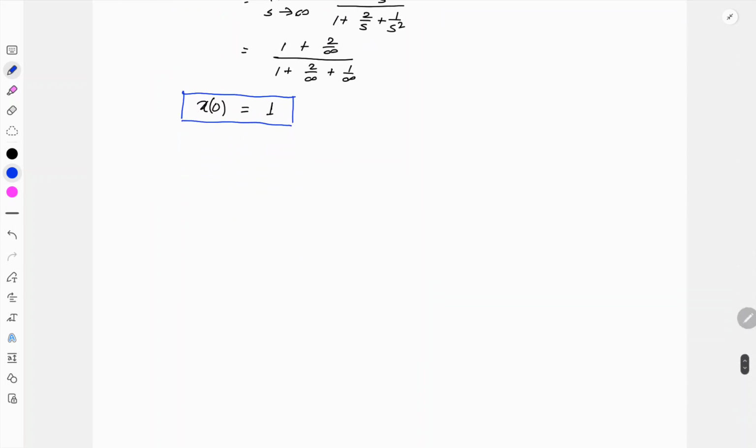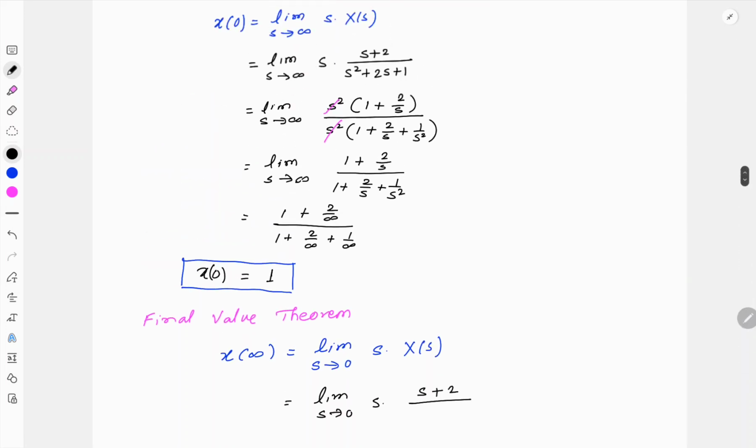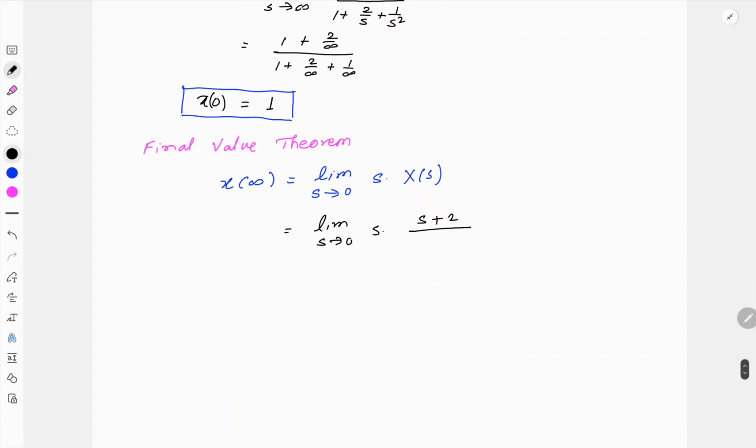Similarly, now let us find the final value. So according to the final value theorem, we have the equation as x of infinity is equal to limit s tends to 0 s into X of s. Never forget to write this s. Many times we forget to write this s, so it is s into X of s. So substitute the equation now. Limit s tends to 0 s into (s + 2) upon (s square + 2s + 1).